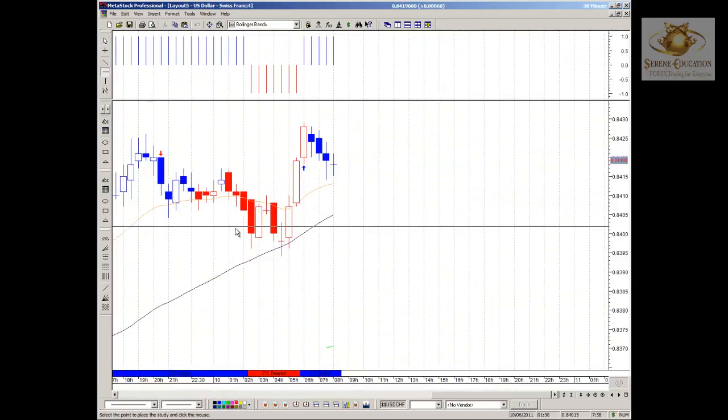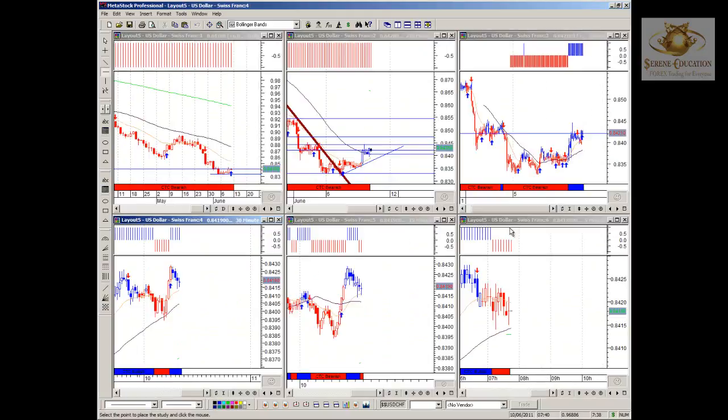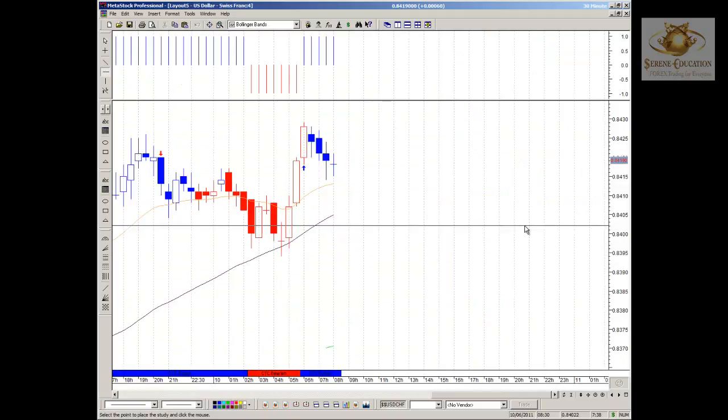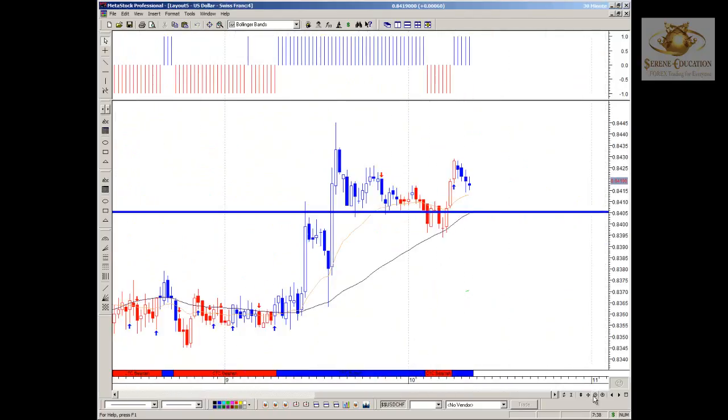Oops, got the wrong one here. Let's go back here. This is 84.05. Okay, there we go. So if you can remain above that area, then it bodes well for the upside.